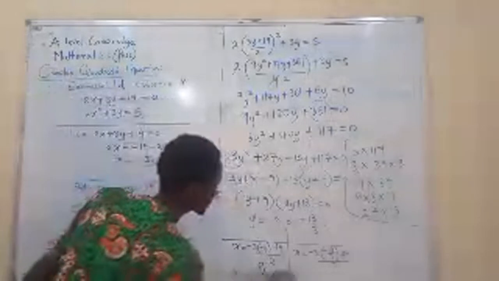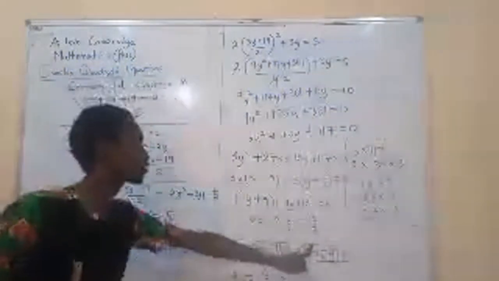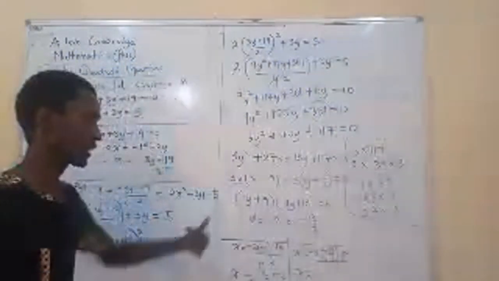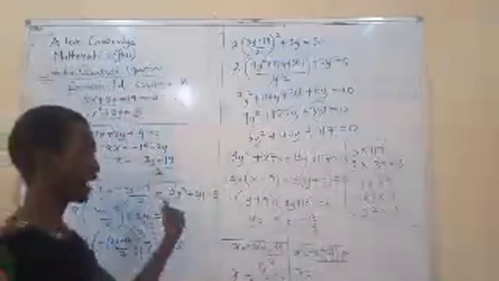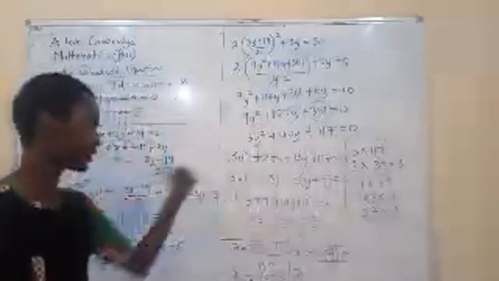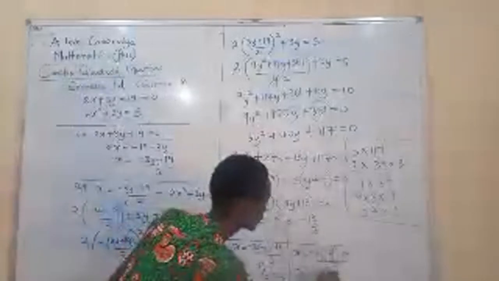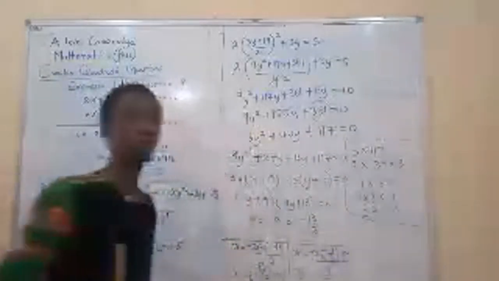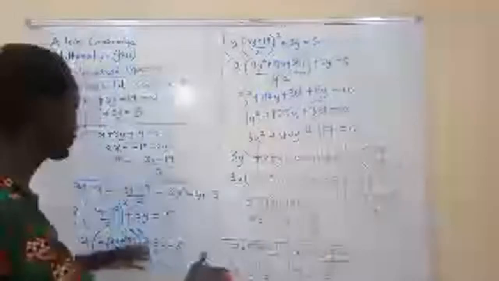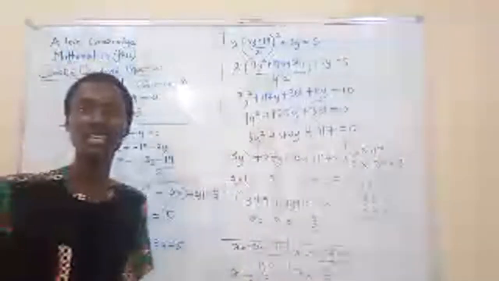So x will be equal to this. This becomes 13. So it will be 13 minus 19, and that will give me negative 3, and that will be negative 3 over 2. So it's your responsibility to double confirm if what I have done is right.